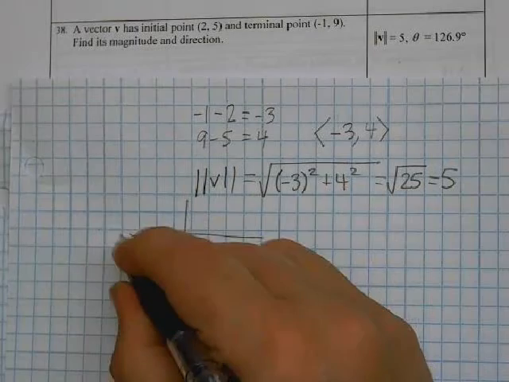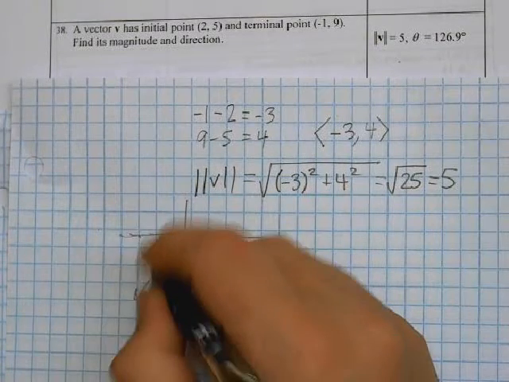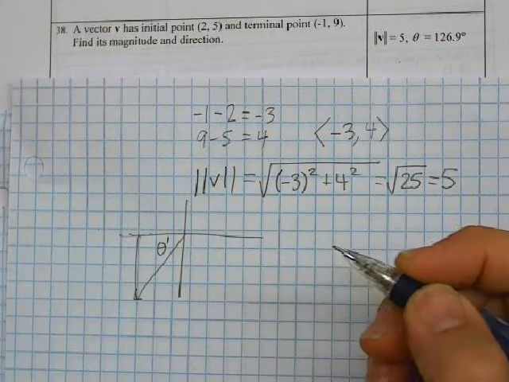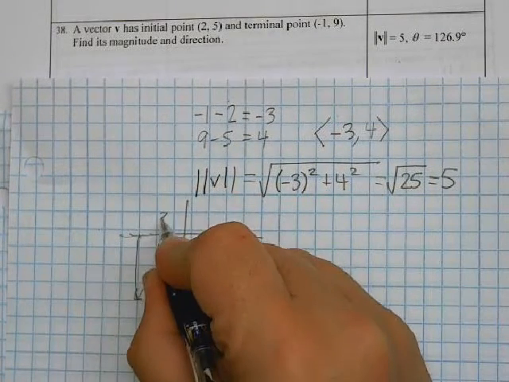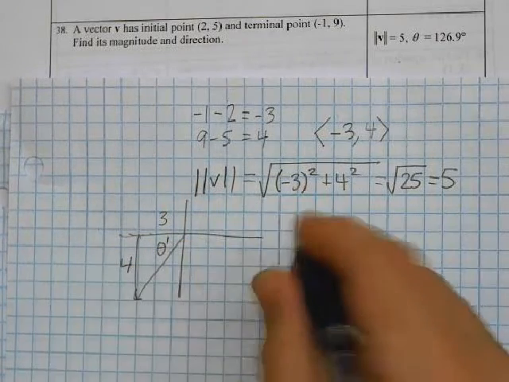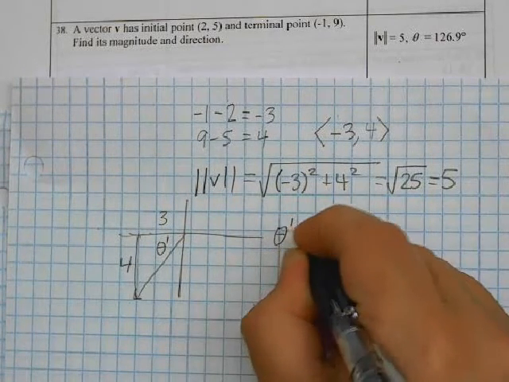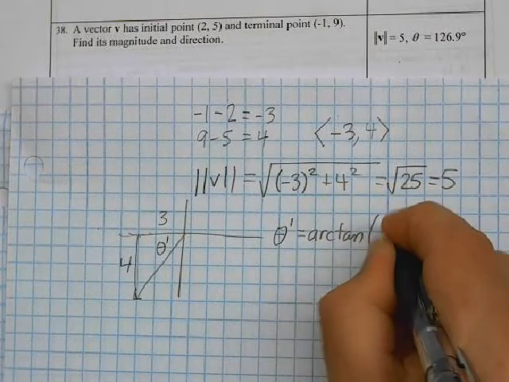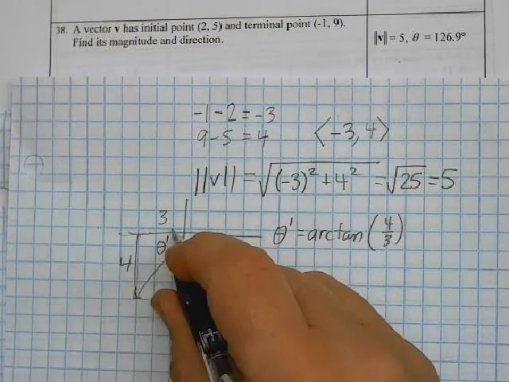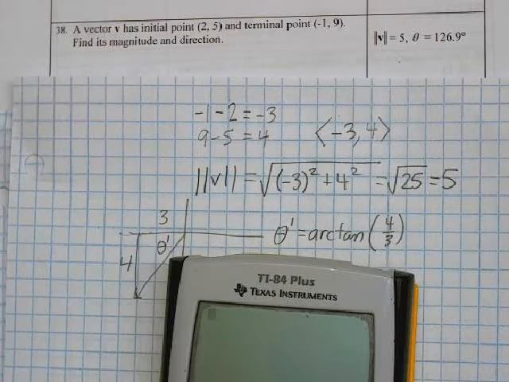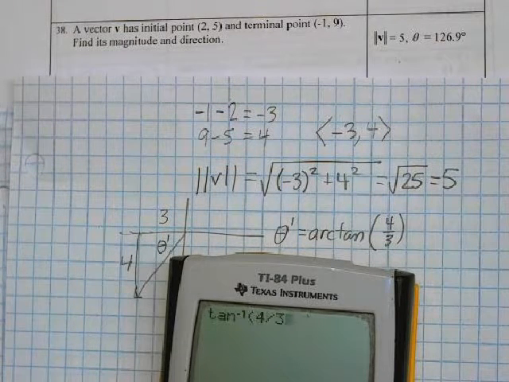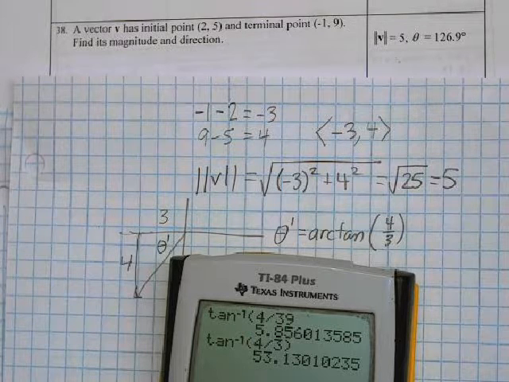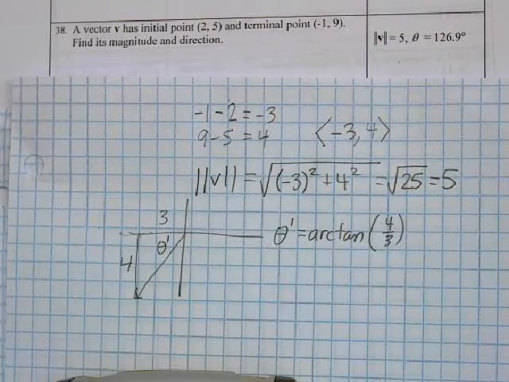So to find its direction, I'm going to use the same process I did for number 37. I'm going to find the reference angle. I know this length is 3, and that length is 4. So my reference angle is equal to the arctangent of 4/3, because tangent is opposite over adjacent. Let's try that again. And I get 53.13 degrees.